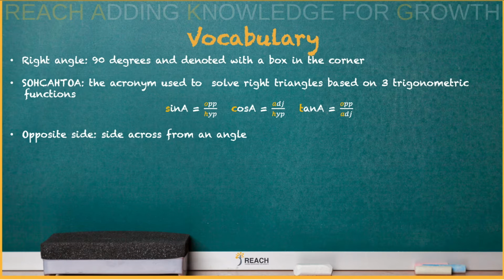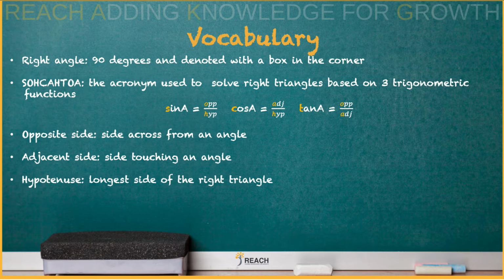Opposite side, when we talk about the opposite, just means across. Think about north and south. It's across from each other. Think about east and west. So opposite side will be the side across from an angle, and always the given angle that they give you. You'll see when we do our examples. Adjacent side is the side touching an angle. Adjacent means touching.